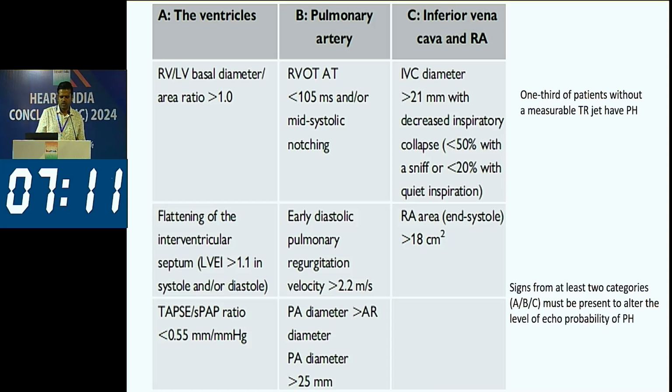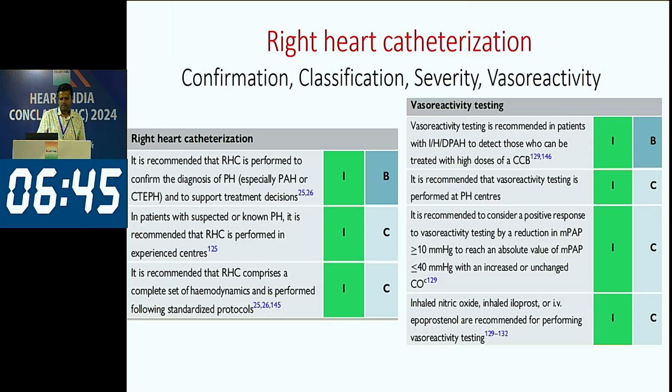From these 3 groups, signs from any 2 groups are required for reclassification into an intermediate to high risk group. So if a patient is having tricuspid jet velocity less than 2.8 meter per second and there are no such signs, that patient, always consider alternate diagnosis. If you are getting a velocity more than 2.8 meter per second or any of these signs from 2 groups, definitely this patient has intermediate to high probability and they should undergo a right heart catheterization.